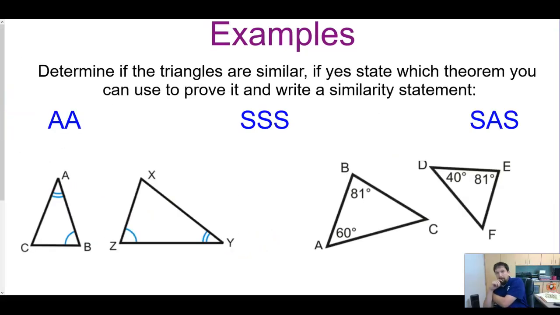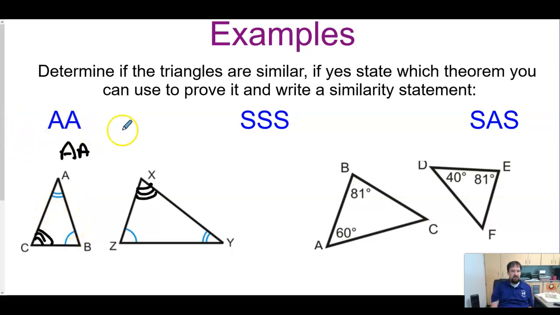Okay, so let's look at these. Determine if the triangles are similar. If yes, state which theorem you can use to prove it, and write a similarity statement. This triangle right here looks like we have two angles that are congruent. Here we have two angles that are congruent. If this angle is congruent to that one, and that one's congruent to that one, they're going to have this angle also congruent. So this would be similar from the angles. They have two angles that are the same.